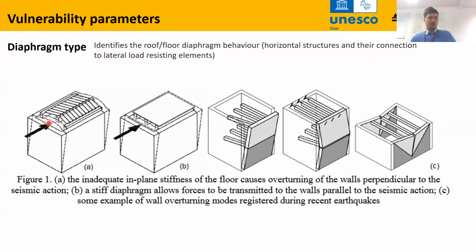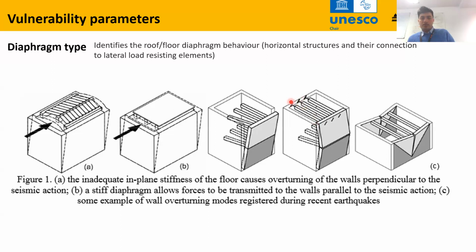For example, in the first figure here, the diaphragm stiffness is poor. Therefore, the out-of-plane vulnerability here. There is a proper diaphragm action here, so all the walls are bound to displace together as a single unit. So much better behavior here with the rigid diaphragm action. Here, the horizontal structures are poorly connected. Therefore, they are taken out, and this wall suffers out-of-plane overturning here.